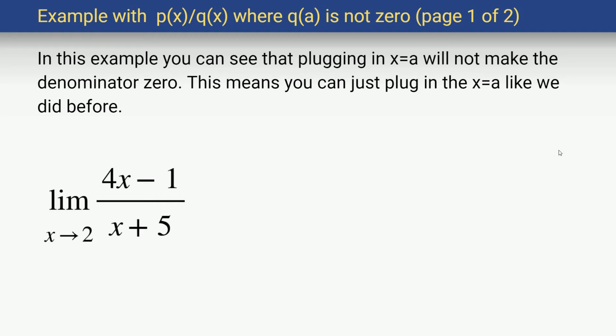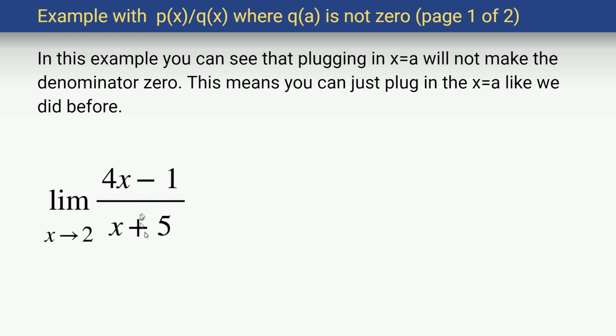So if you look at this limit right here, it says in this example, you can see that plugging in x equals a will not make the denominator 0. This means you can just plug in x equals a like we have been doing before. So this limit says limit as x approaches 2 of (4x minus 1) divided by (x plus 5), right? So the denominator is x plus 5. That would be 0 if you plugged in x equals negative 5, because minus 5 plus 5 would be 0. But we're not plugging in negative 5, because this is a limit as x approaches 2. So if you're plugging a 2 into the denominator, everything is just fine.